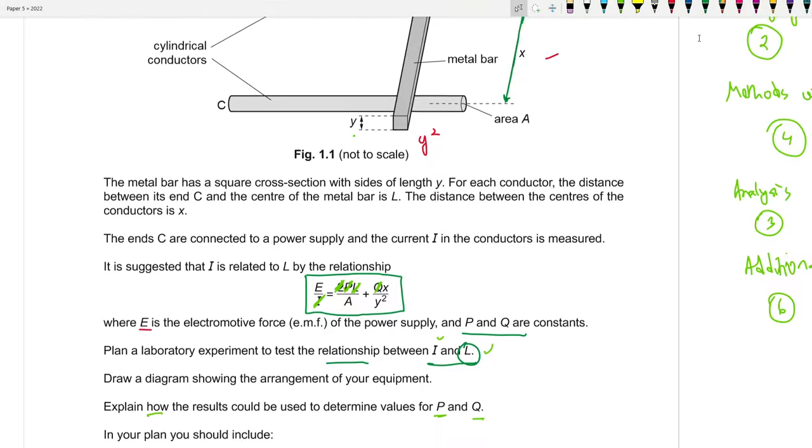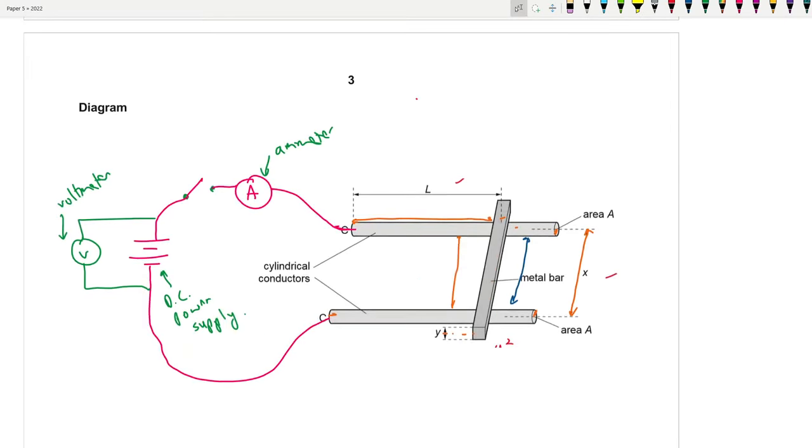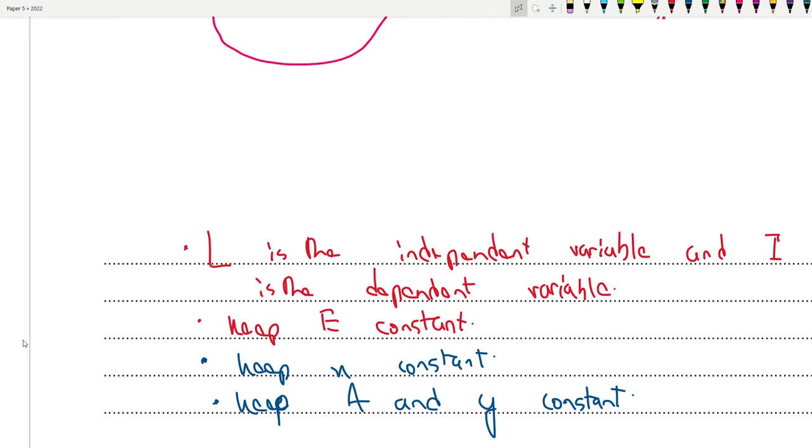Let's begin then. Okay, let's start. So this, okay, ignore the diagram for now. This is our first part. So L is the independent variable and I is the dependent variable. I talked about this already. You could also say that vary L and measure I. Next, we are going to keep E constant. This is part of identifying the problem. Then keep X constant and keep A constant, keep Y constant.